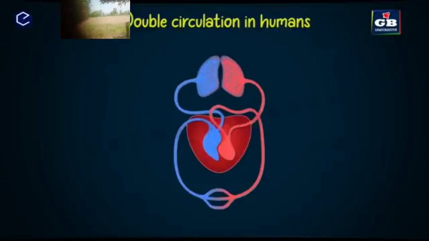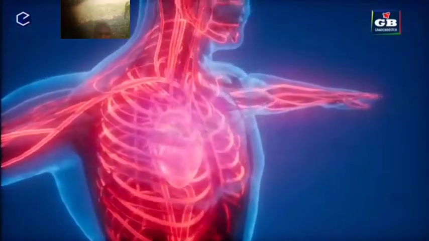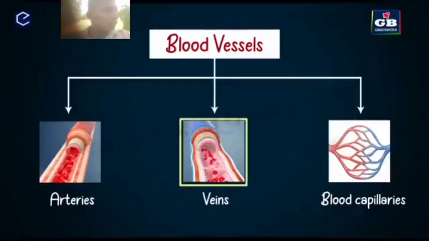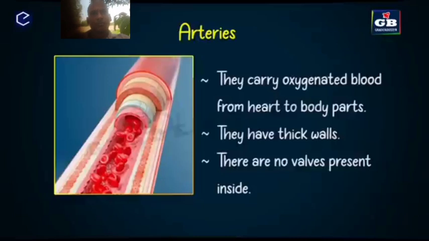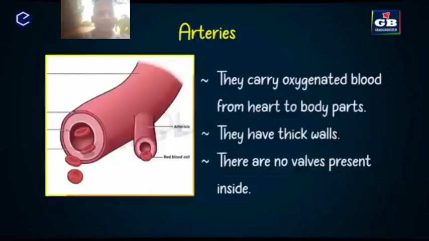Now, we will study about the blood and blood vessels. In our body, we have three different types of blood vessels named arteries, veins, and capillaries. Arteries carry the oxygenated blood from the heart to different parts of the body. The heart pumps the blood into arteries with great pressure. Arteries have thick and elastic walls to resist this blood pressure.